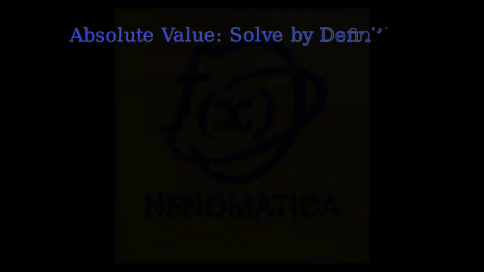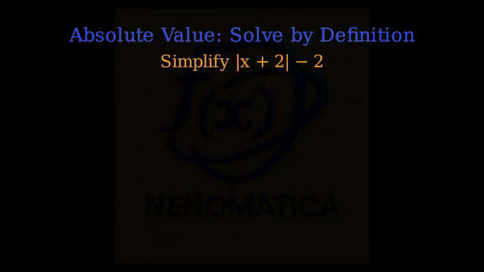In this video, we will simplify the expression |x + 2| − 2, exactly following the step-by-step algorithm shown in the prompt image. We will use only the definition of absolute value and write each line in the same order.